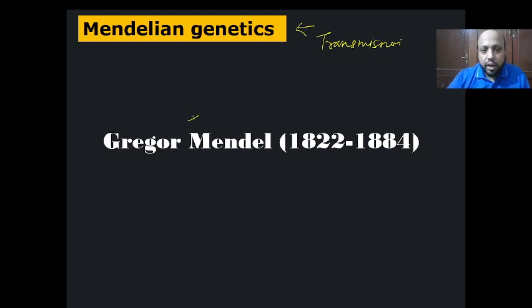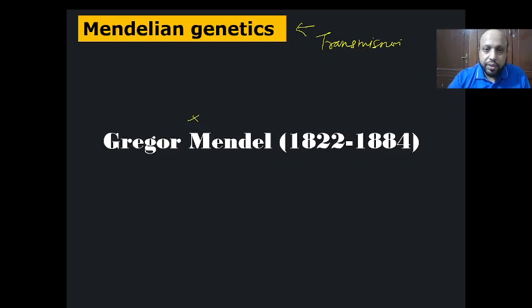A whole lot of discussion can be had about Gregor Mendel and who he was. He was an Austrian monk. If he was a monk, then how did he become a scientist? That's a discussion that needs a different lecture, and probably I will talk about it some other time. But what is worth mentioning is that he was a genius.